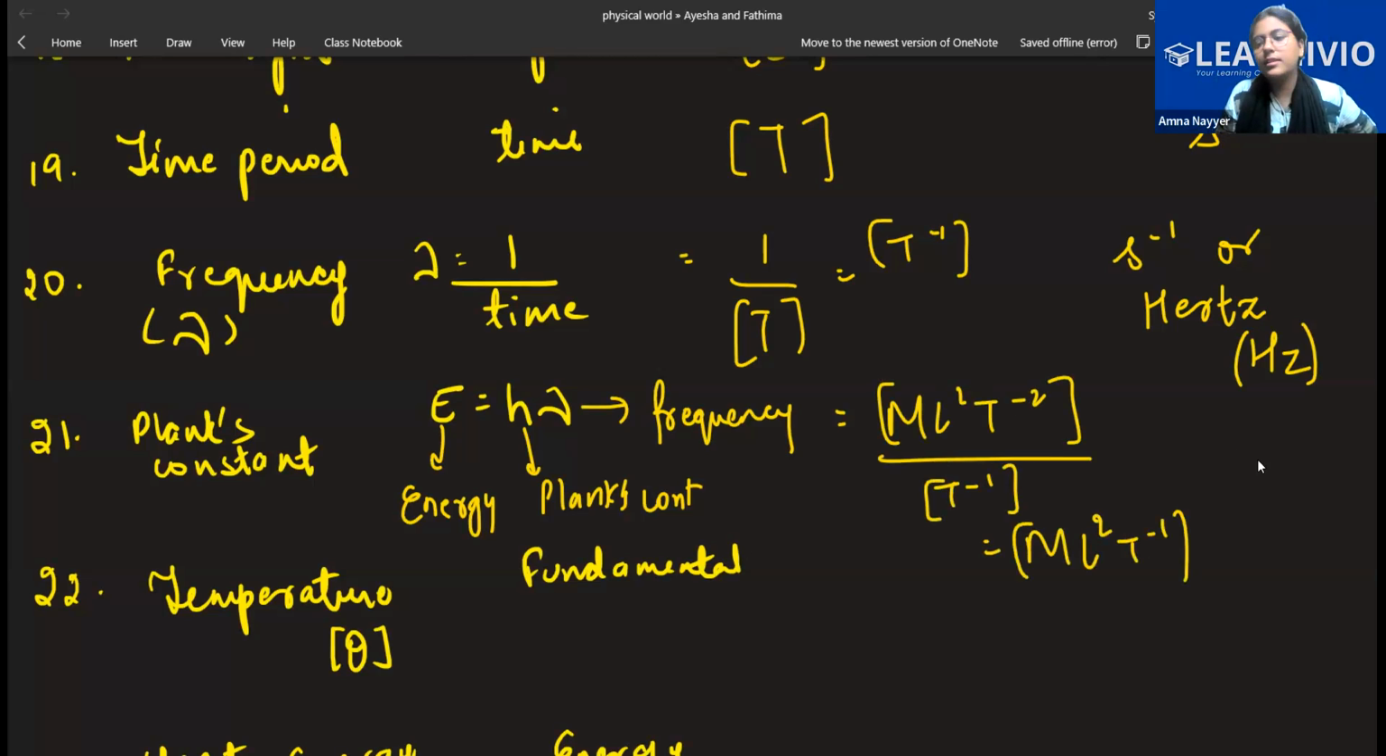And the SI unit is joule seconds. Now, temperature is fundamental in nature. Fundamental, I have written. So its dimension is theta or K only. This is from your fundamental table. So it is fundamental, no need to derive it.